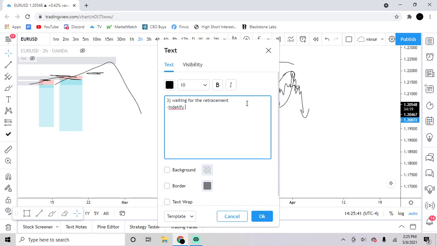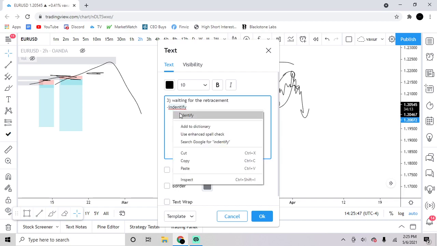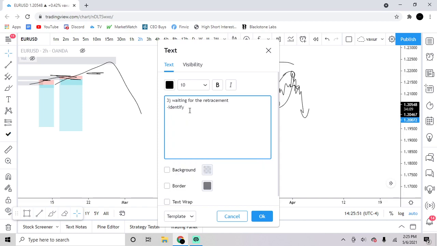Identify. Yo, I'm not this trash at spelling. I'm just mistyping. Identify. That's how I spelled it. I accidentally typed them in.